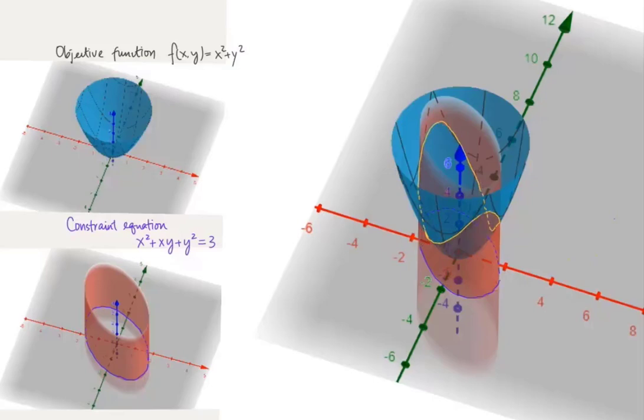The method of Lagrange multipliers helps us find the maximum and the minimum of this function under the restriction. In our example, we obtained 2 maximum points and 2 minimum points on this yellow path.